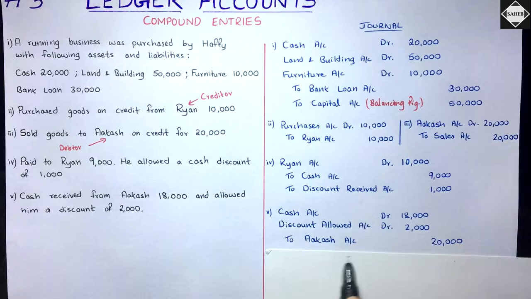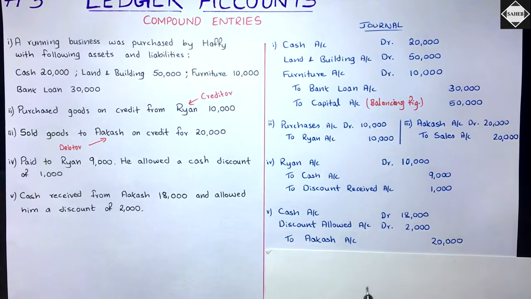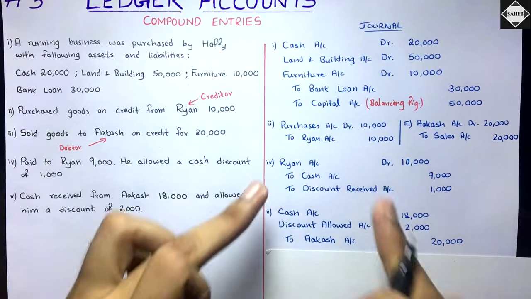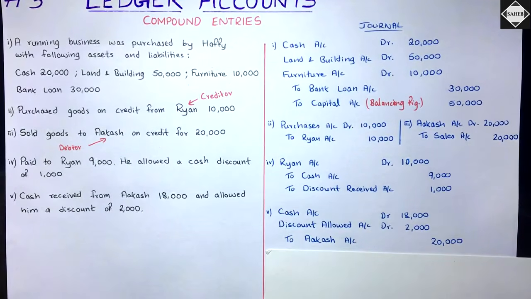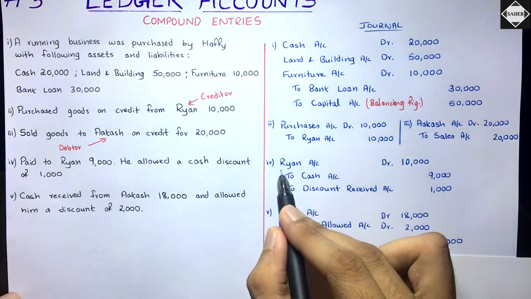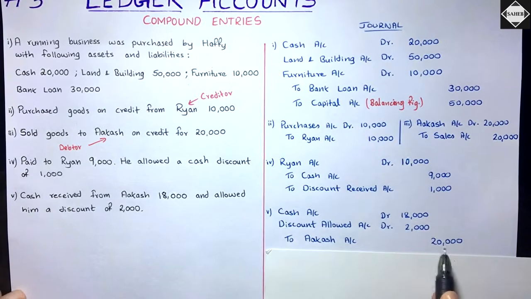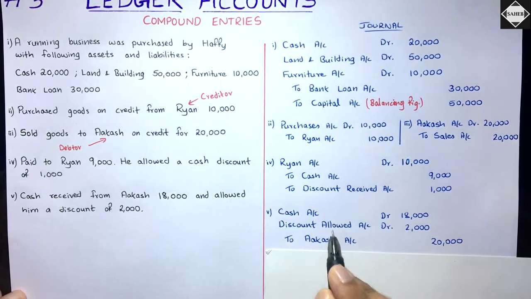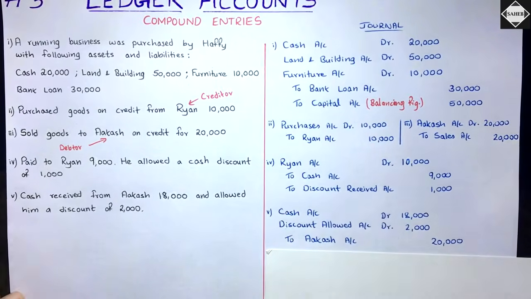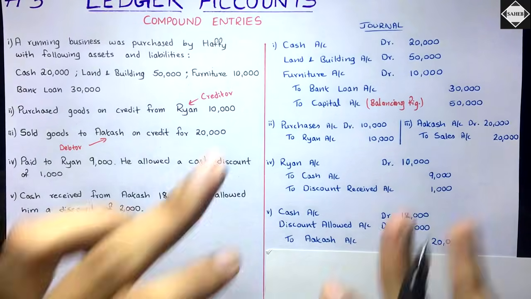So that's why we have to credit his account, Akash's account, like that. All those things, of course, but this is the way you have to do the compound entries. It's very simple. It's not difficult at all. Here you have to cancel the whole liability, and here you have to cancel the whole asset, because you have given the discount over here, and here you have received the discount. Is that clear?